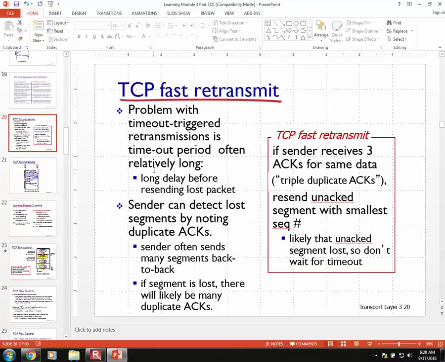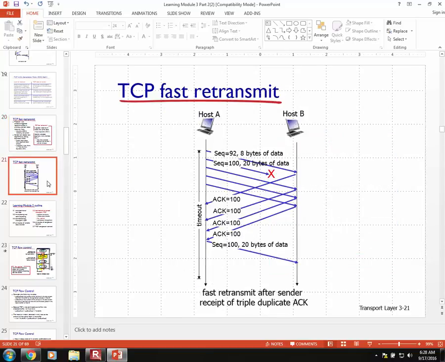The sender often sends many segments back to back. If a segment is lost, of course, it receives many back to back. If a segment is lost, there will likely be many duplicate acknowledgments. So let's take a look at a graphical representation that will hopefully help us understand this better.